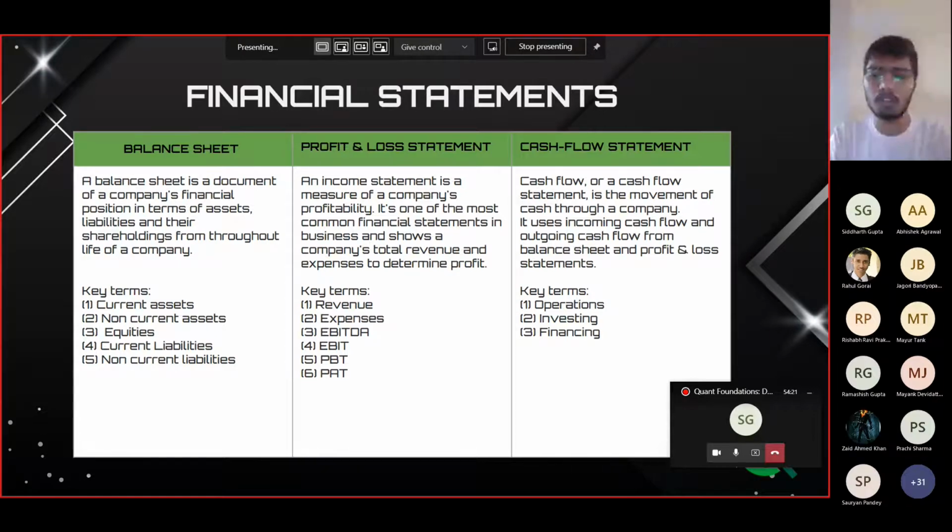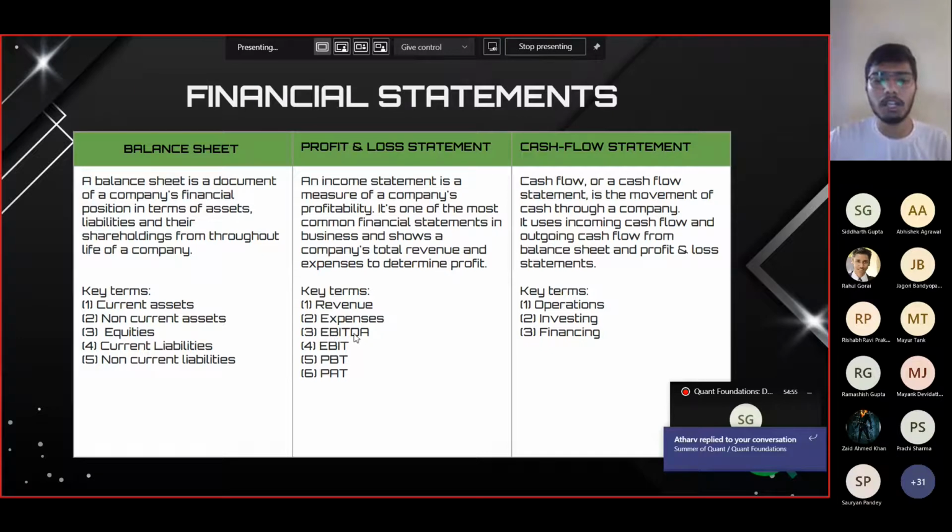Just bear with me. Then comes the profit and loss statement. In the profit and loss statement, we talk about the revenue generated, then we talk about the expenses. Then revenue minus expenses gives this value, EBITDA. I'll tell you about it later also, so don't worry. It's basically earnings before interest, tax, depreciation, and amortization. So when you subtract expenses from revenue, you get EBITDA.